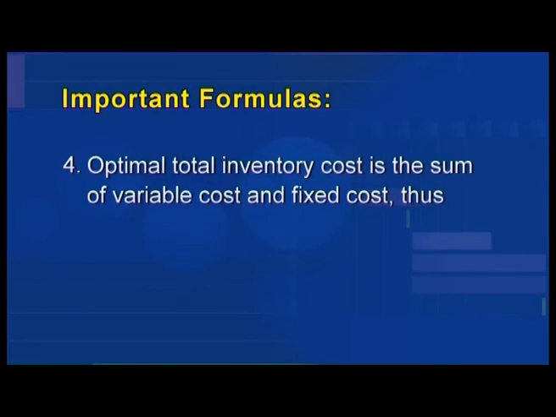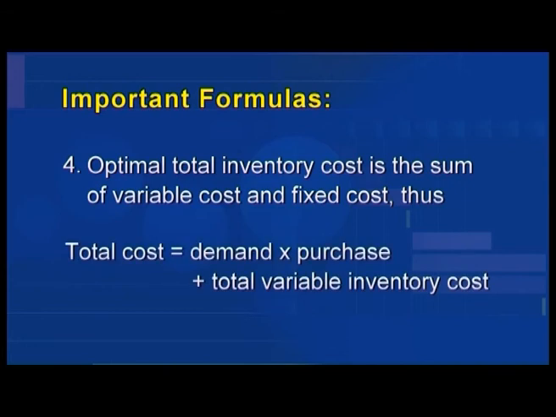Optimal total inventory cost is the sum of variable cost and fixed cost. Thus, total cost is equal to demand times purchase price plus total variable inventory cost.